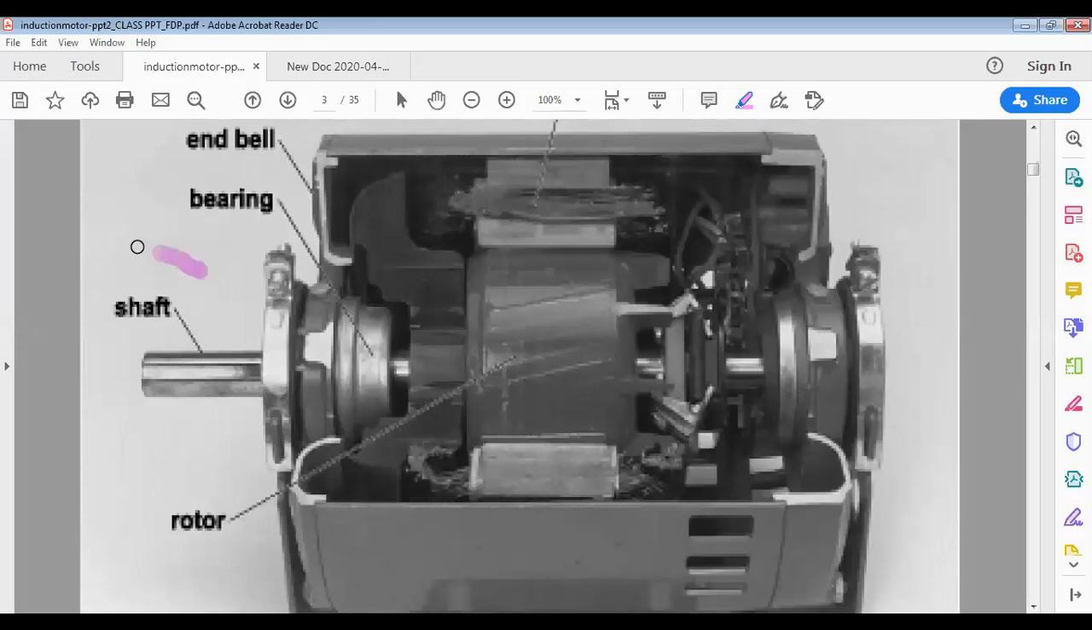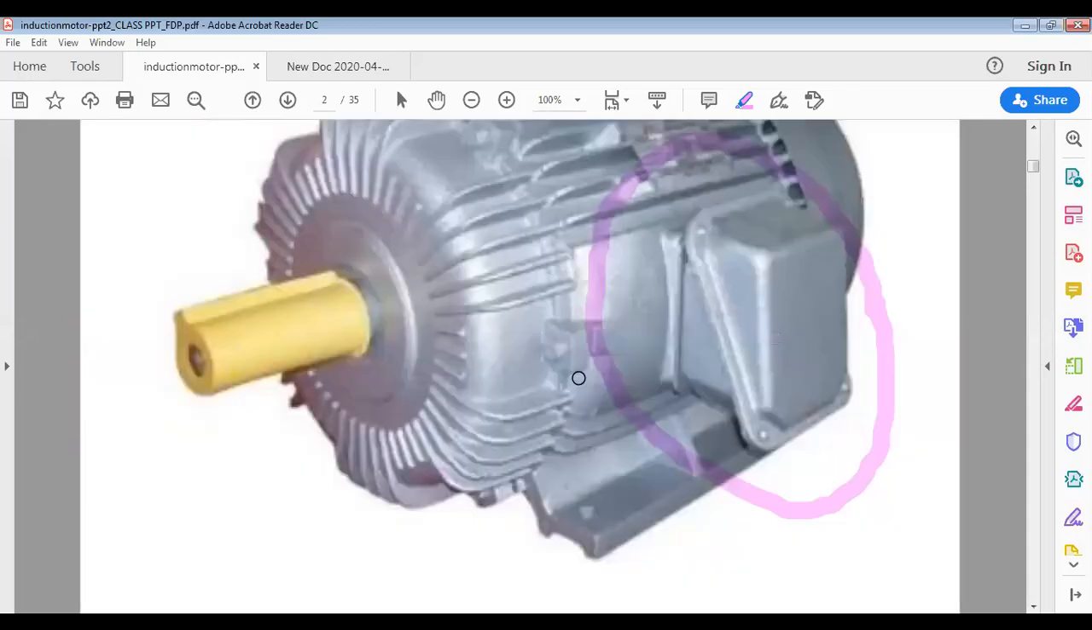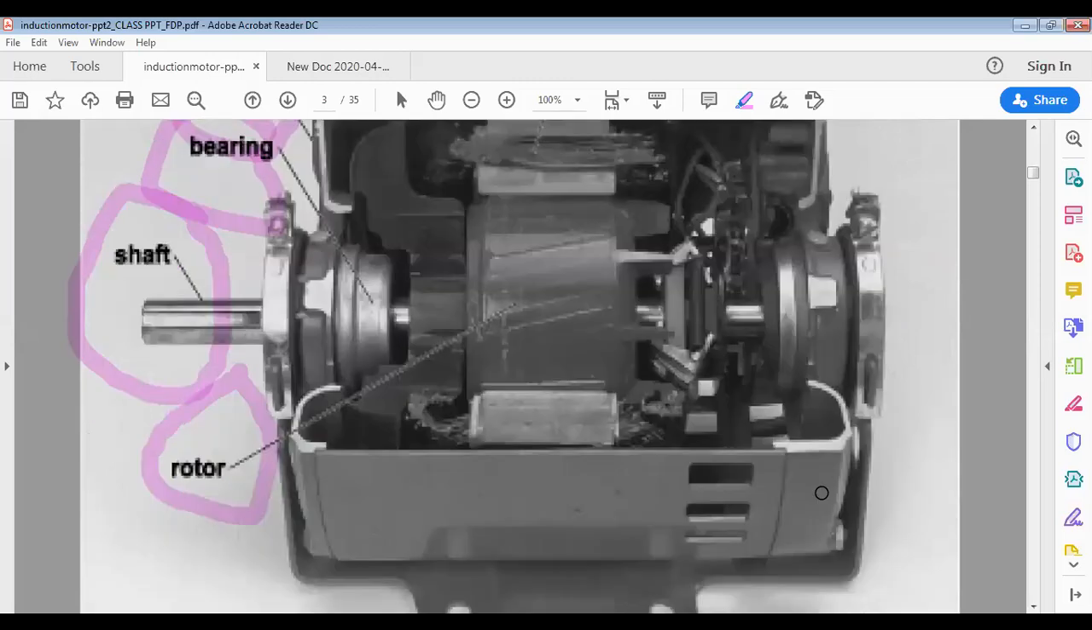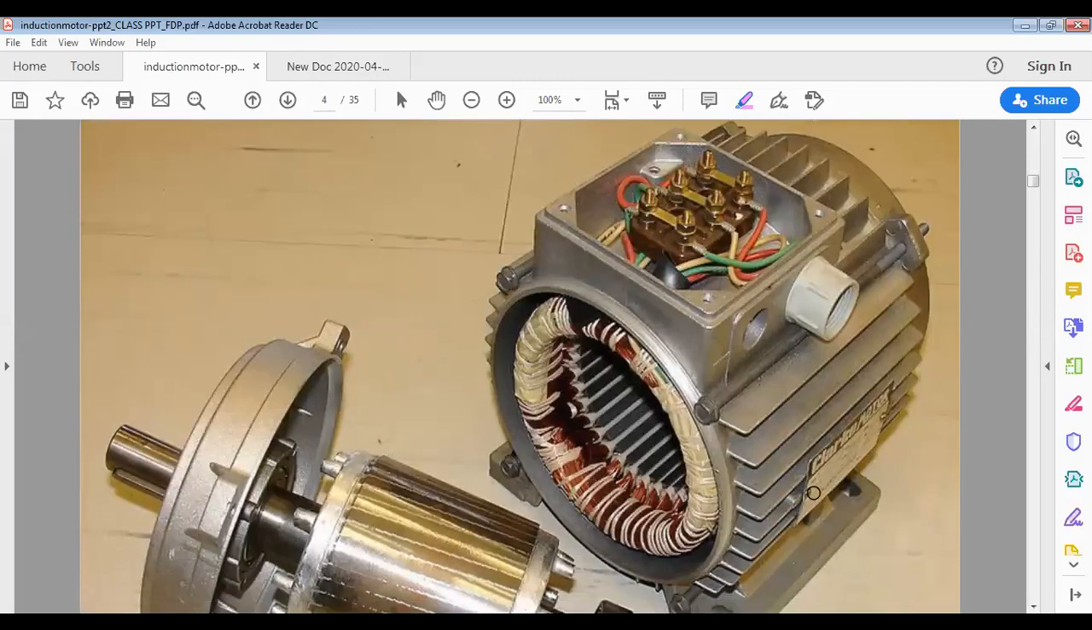See, shaft, then bearings. Okay, end bell means from right and left to cover the machine, to close it, so that dust and fumes do not get inside. Stator windings and rotor. Okay, next slide, in further slides it will be more clear to you.